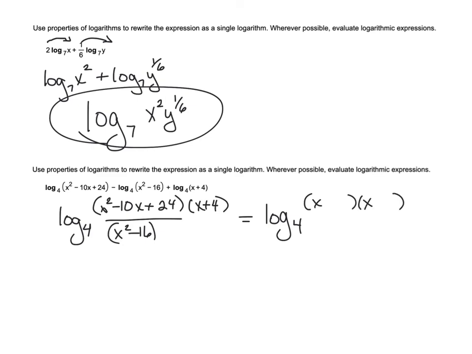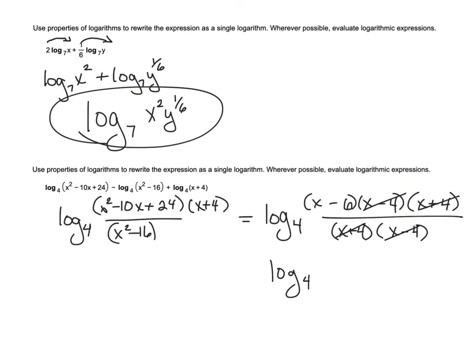And it does work out that way. Let's see. On the bottom, that's x plus 4, x minus 4. On the top, we've got 6 times 4 is 24. There we go. And if you notice, we can cross out. That works out nicely. So my final answer, simplified, is actually natural log of 4 of x minus 6. So it looks really big, but it does simplify.